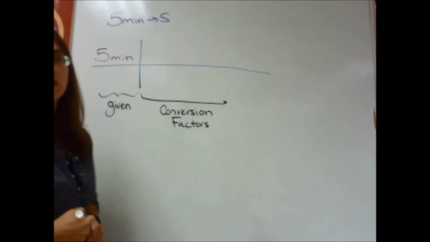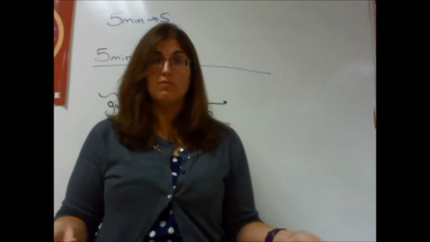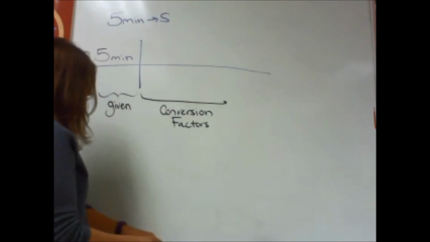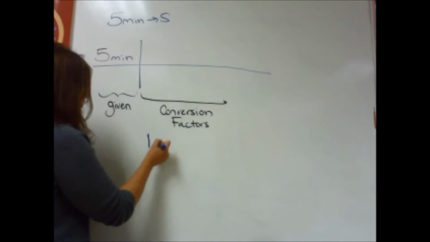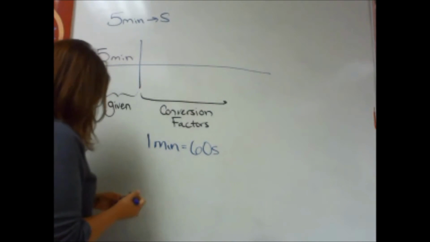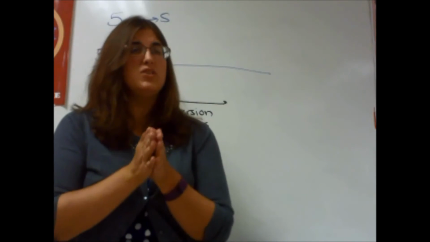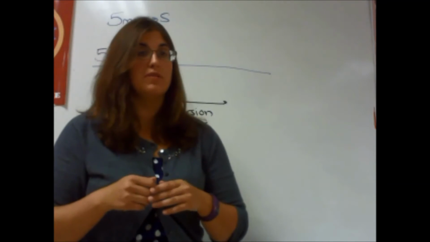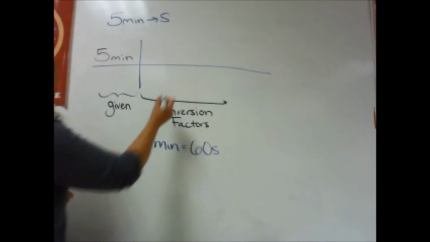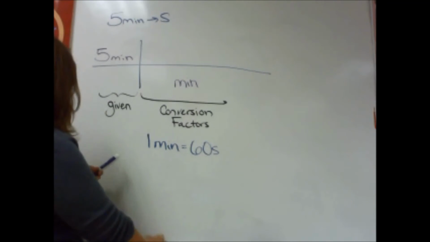Now, do we know any conversion factors that relate minutes to seconds? Of course we do. We know that for every minute, we have 60 seconds. So we're going to write that down below so we remember. Okay. So now remember, we don't want minutes, we want seconds. So where do the minutes go? Under the table. And can't forget, we of course have our 1 under here.